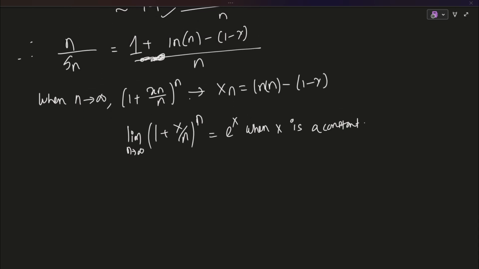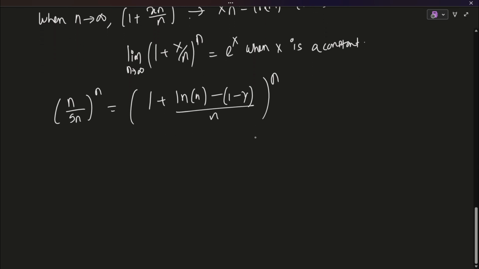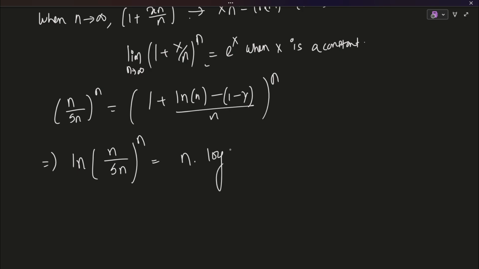We want to find out (n by Sn) whole to the power n, which is (1 plus (ln n minus (1 minus gamma)) by n) whole to the power n. So we can take logarithms on both sides now, because as we understood, we cannot apply this formula directly. So what happens if we take logarithms? We want to find ln of (n by Sn) whole to the power n, which should be n times log of 1 plus (ln n minus (1 minus gamma)) by n.